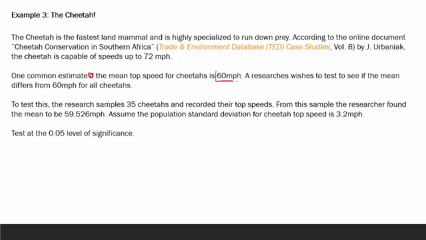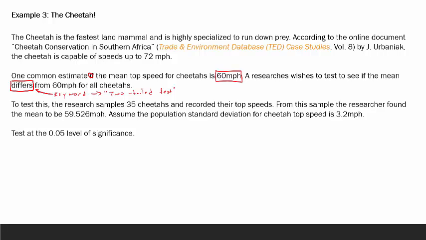So we're suggesting that the mean top speed of all cheetahs, the average top speed, is 60 miles per hour. Researchers wish to test to see if the mean differs from 60 miles per hour. So differs, there's a key word there. This implies that it's going to be a two-tailed test, because I'm checking to see if it's different. You can be different by either going up or going down. So that's why it's a two-tailed test.